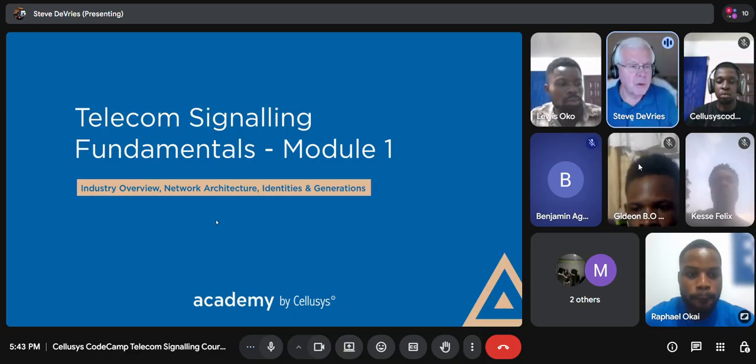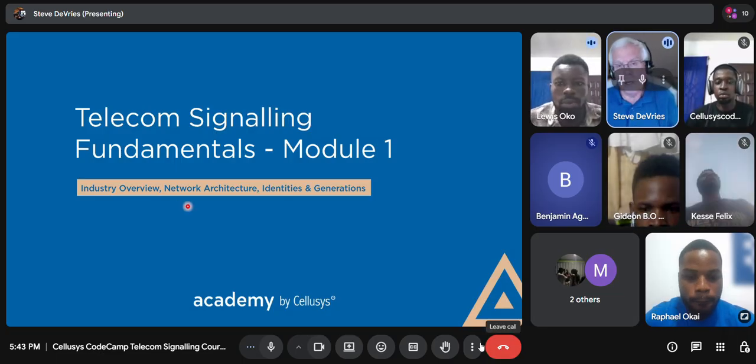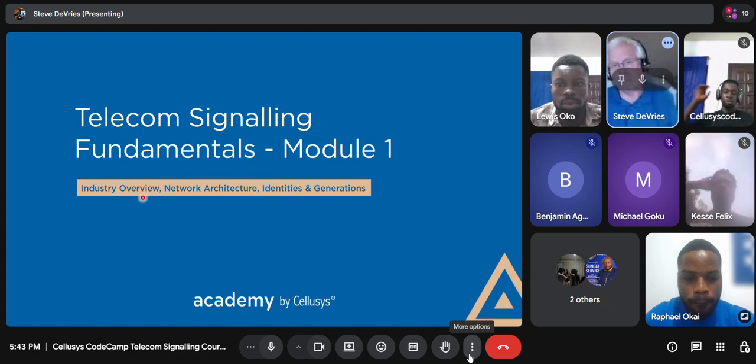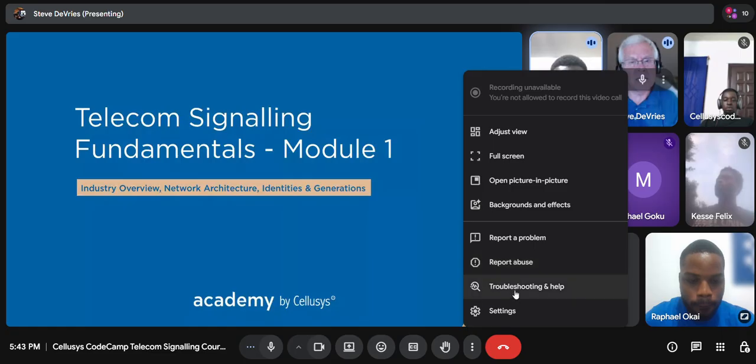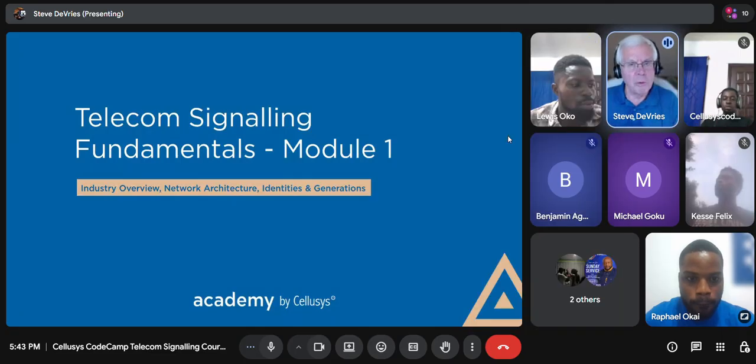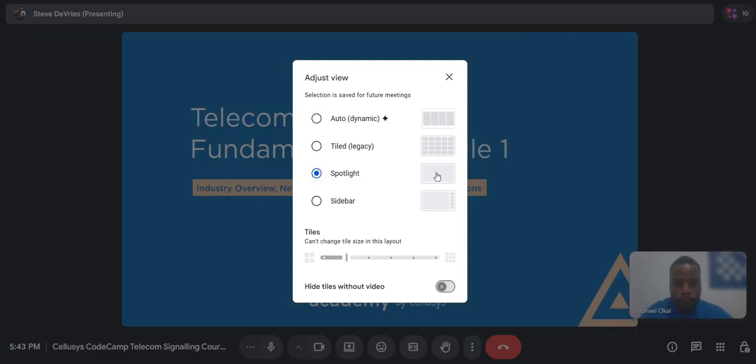The areas we're going to go over are shown up here. We're going to look at the industry overview, and then from there we'll first take a look at just some basics of radio and mobile telephony. Then we'll look at the industry as a whole, and then we'll look at identities and architecture and generations.